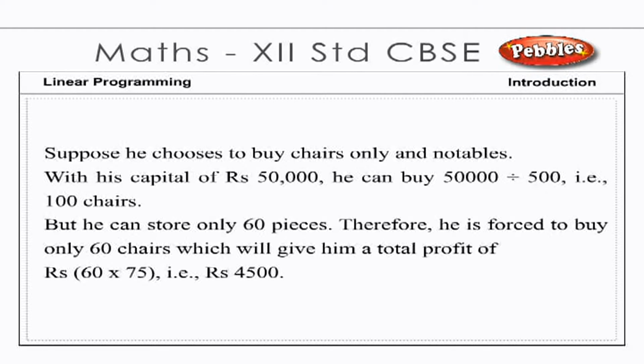Suppose he chooses to buy chairs only and no tables. With his capital of rupees 50,000, he can buy 50,000 divided by 500, that is 100 chairs, but he can store only 60 pieces. Therefore, he is forced to buy only 60 chairs, which will give him a total profit of rupees 60 into 75, that is rupees 4,500.